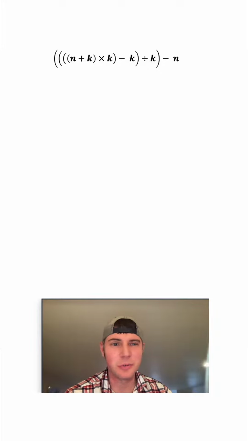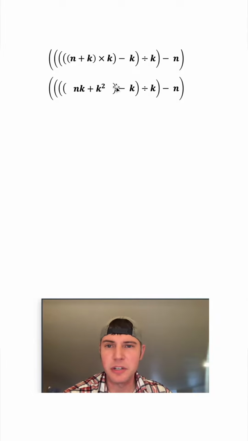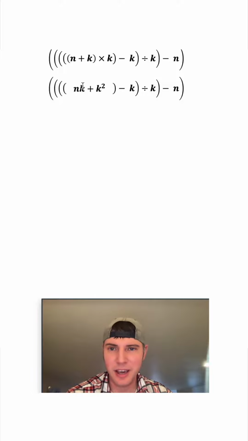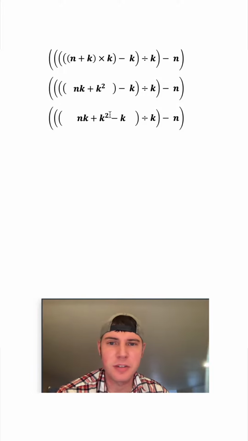So if we start with n, then we add k, and then to that answer we multiply by k, and then from there we subtract k, and then from there we divide by k, and then we subtract the original number. After we simplify this, this should give us k minus 1, 1 less than k. So now we're going to do this inside here. We distribute k to both terms. We get n times k, and then k squared. So then to do minus k, we can just drop the parentheses. So now we subtracted k.